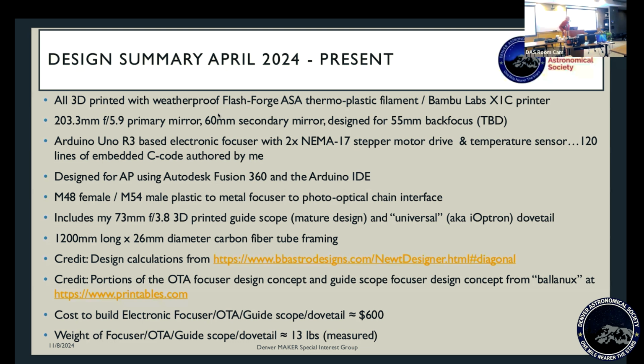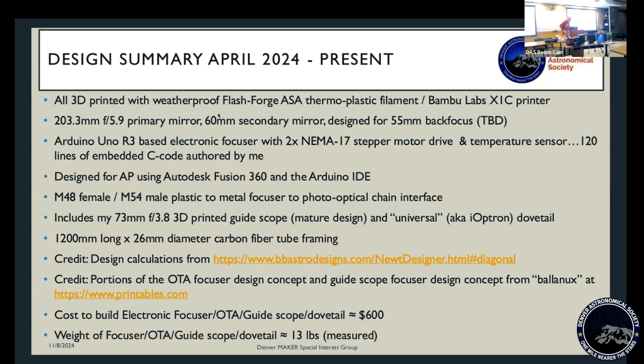It has a plastic to metal interface at the focuser using a flange for either M48 or M54 threads. It includes the 73 millimeter f3.8 guide scope that we had last year. That's sitting on the top there. And the tubes are 1,200 millimeters long by 26 millimeters in diameter. They're carbon fiber. The design calculations I got for the scope from this website I have here make it real easy. It's almost cookbook-like to design.